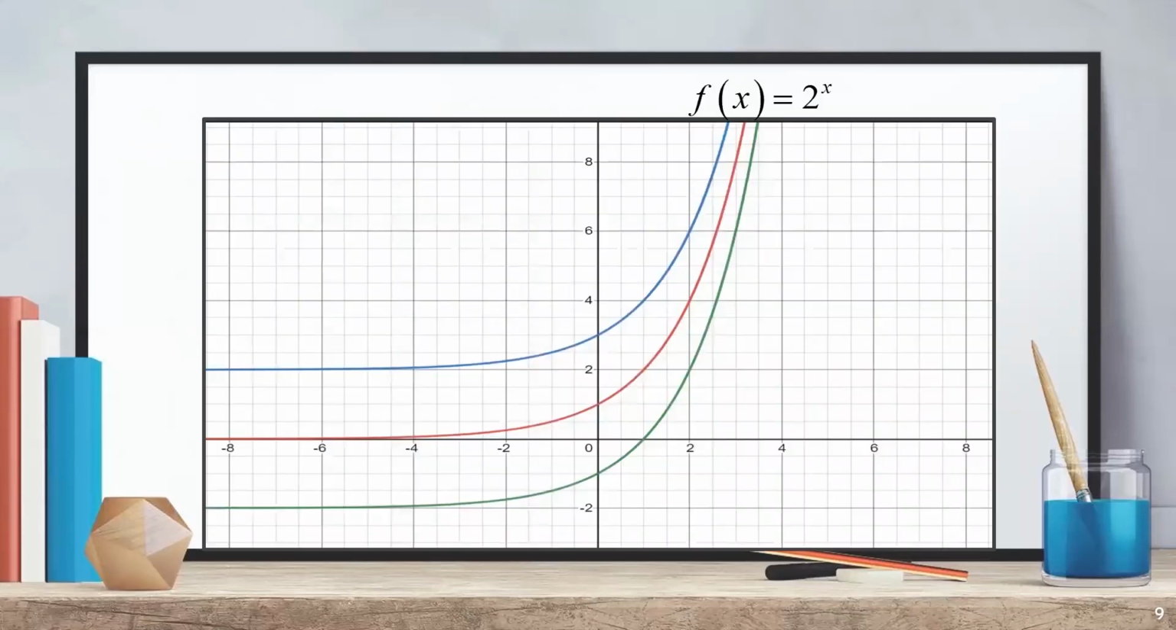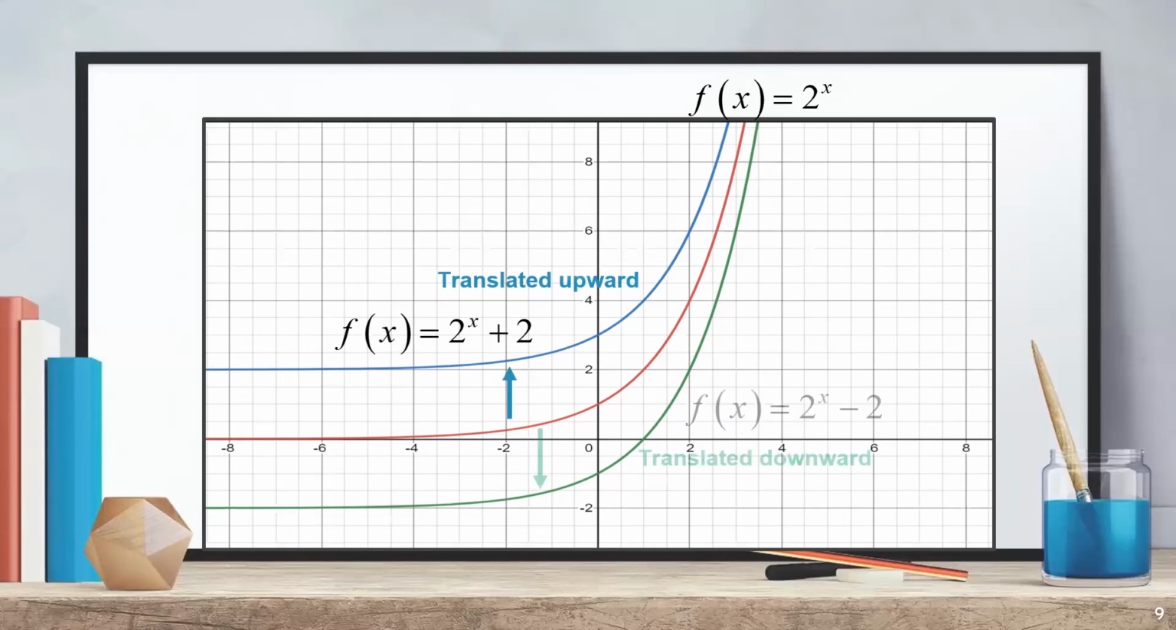In this illustration, the blue graph represents f of x equals 2 raised to x, plus 2. And notice that from the graph of f of x equals 2 raised to x, it was shifted 2 units upward when we added 2 to the function. Likewise, the green graph represents the function f of x equals 2 raised to x, minus 2, which was shifted 2 units downward from the graph of f of x equals 2 raised to x when we subtracted 2 from the function.